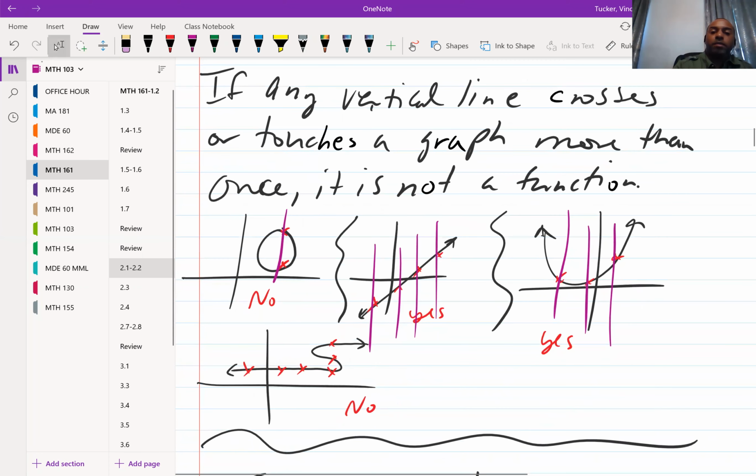And the last one, whatever this shape is, even though when you draw vertical lines over here to the left, it only touches it once, when you get over here, it touches it 3 times. So that stops it from being a function. So once again, if you draw a vertical line through your graph and it touches it more than once, that graph is not considered a function.